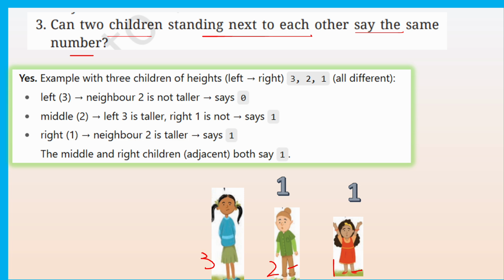Then see the next child, child number 3. She has only one neighbor and that neighbor is not taller than her. So she will say 0. Here, two children standing next to each other say the same number. So it is possible for two children standing next to each other to say the same number.